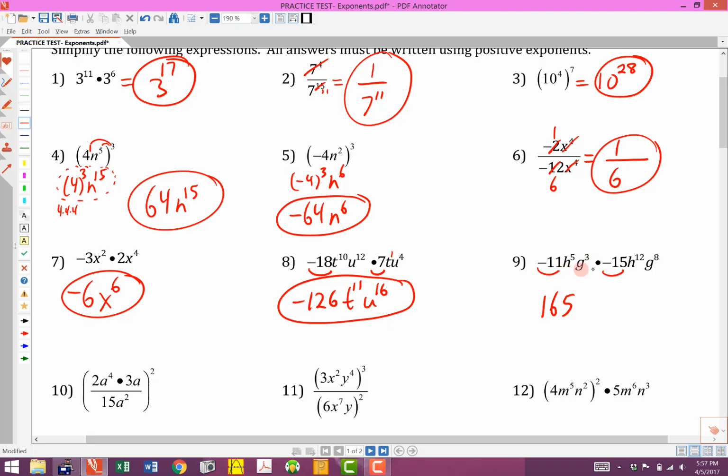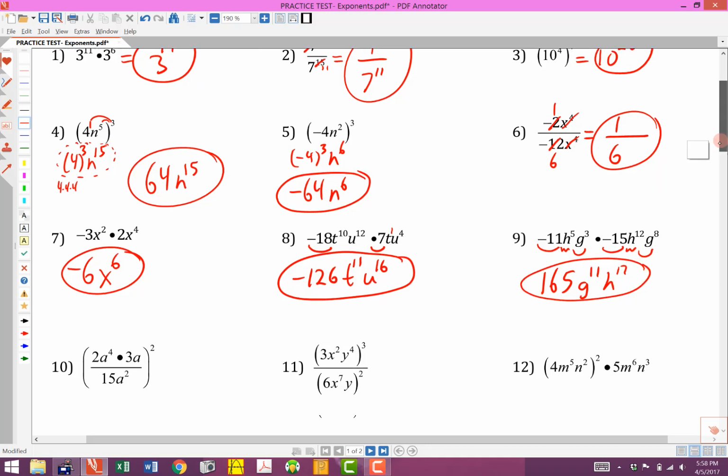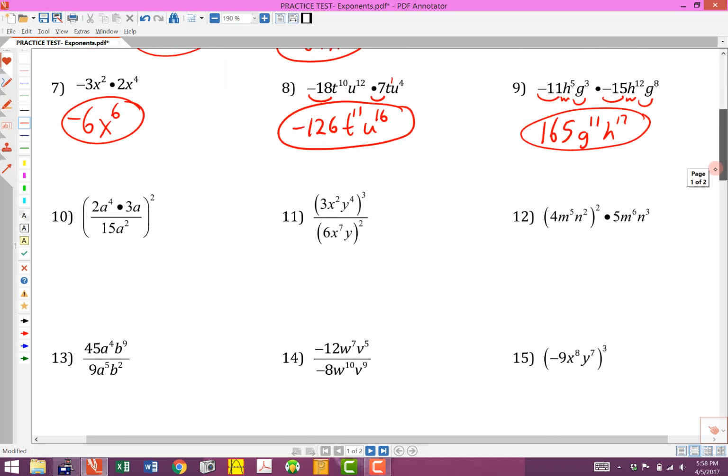And then we normally write them in alphabetical order. This one happens to be backwards, not a huge deal. So G, let's do the G's first. We've got 3 here and 8 here. Again, we're multiplying, so we add the exponents. So this is going to be G to the 11th. And then we've got the H here and the H here. We've got 5 of them here and another 12 of them. So 5 plus 12 is 17. So this is going to be H to the 17th. So we'll circle that. We've got that answer. So we're 9 problems down.